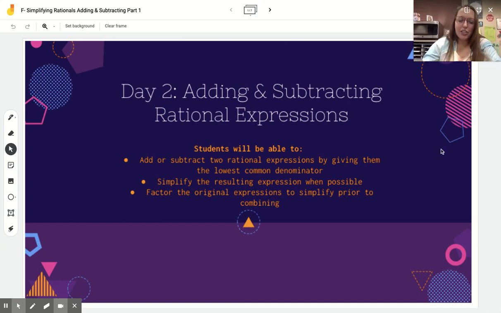All right, so we're going to continue our journey to simplify rational expressions. Previously, we did multiplication and division. Today, we're going to focus on adding and subtracting, and we're going to try to keep it pretty simple today. We'll go into some more complicated ones in the next lesson.